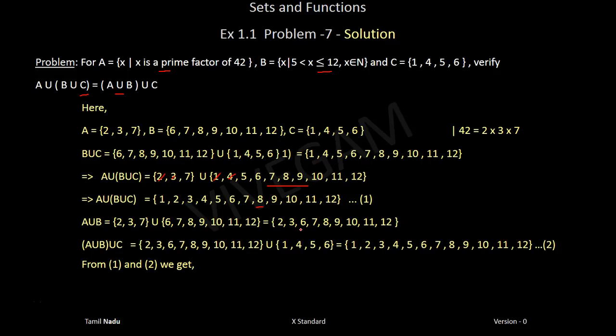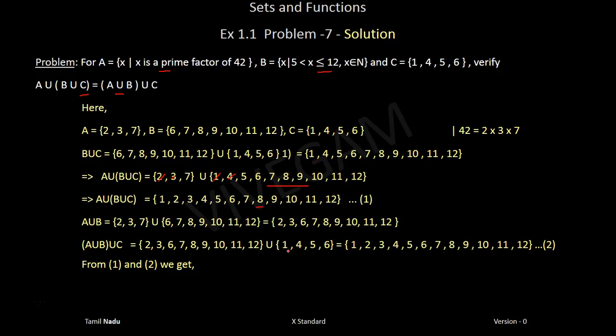Then you need to combine this with C, right? So let's check again. Oh, sorry, this is A union B. This needs to be combined with C, which is 1, 4, 5, 6, right? So now you see 1 is the smallest. 1 is there, then 2, 3, 4, 5, 6, and 7, 8, 9, 10, 11, 12.